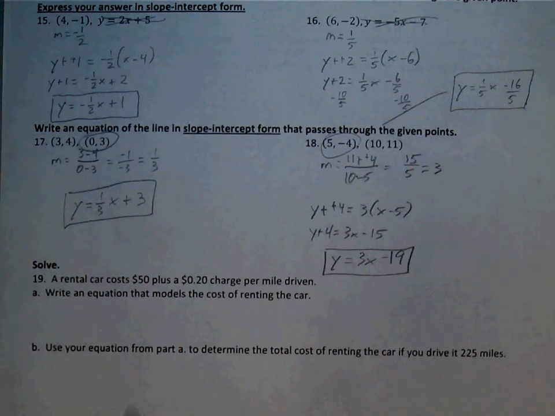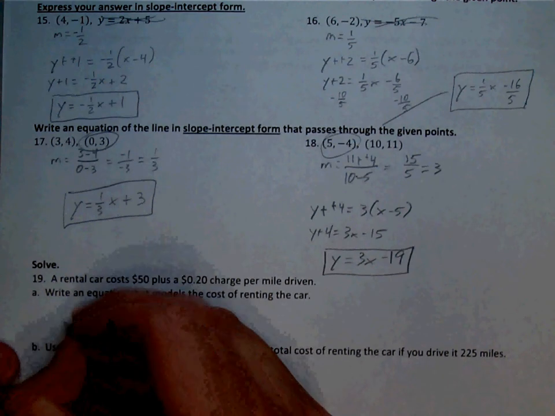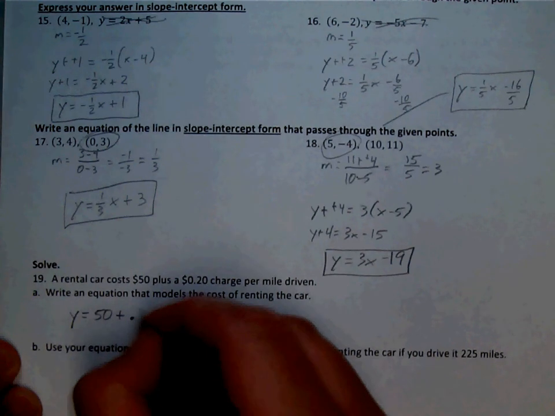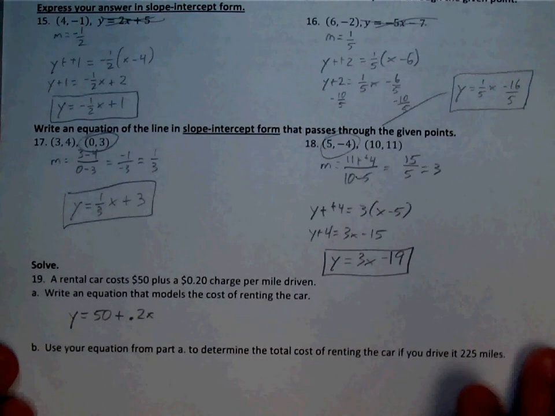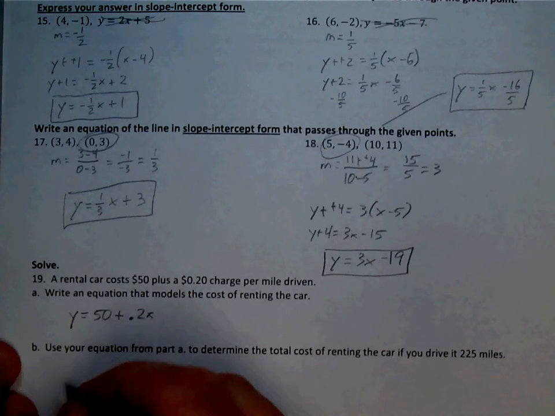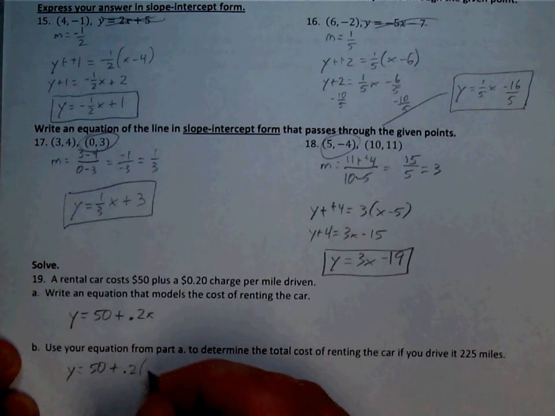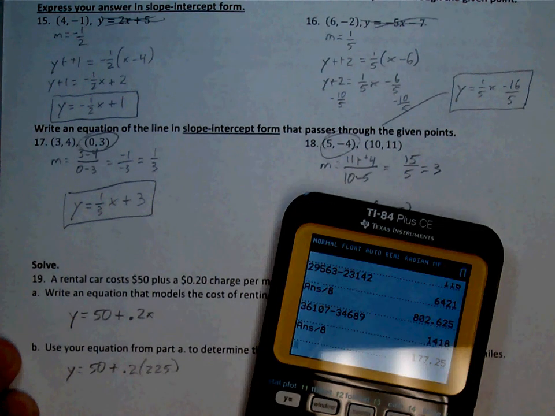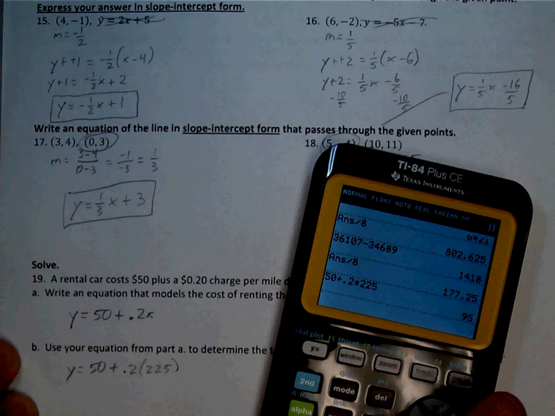Number 19. A rental car costs $50. It's a one-time fee. And then 20 cents per mile. Write an equation. So y equals, we've got $50 up front, and then 20 cents, so 0.2 times every mile, so times x. There's my equation. And then determine the cost if we drive 225 miles. So we would just plug 225 in place of x, and we can evaluate this. So 50 plus 0.2 times 225, we get $95.